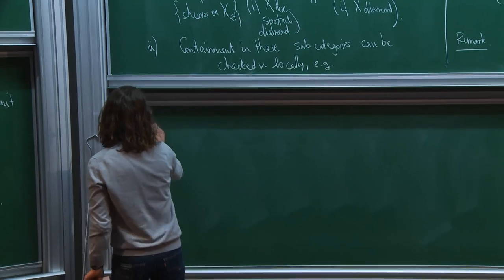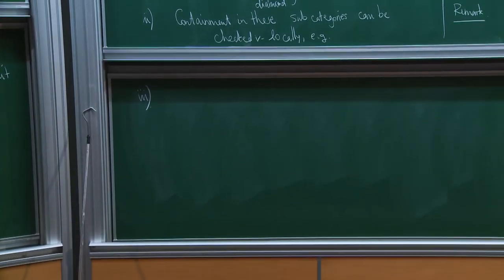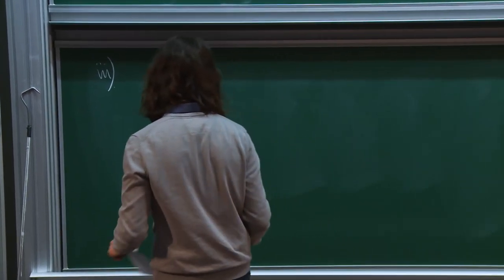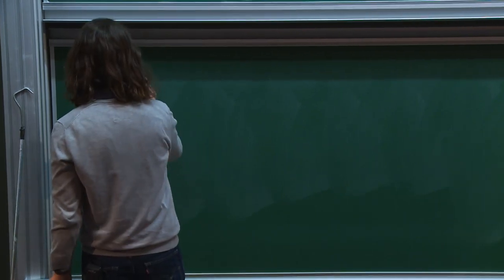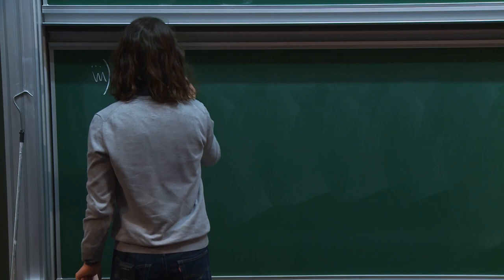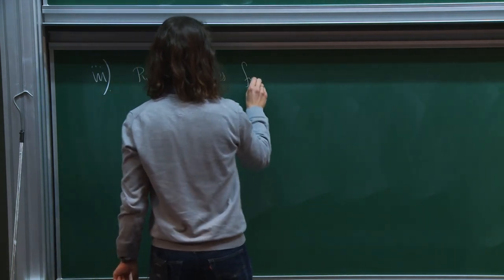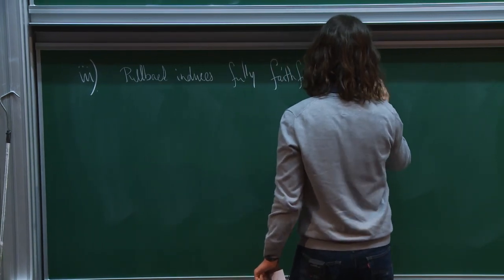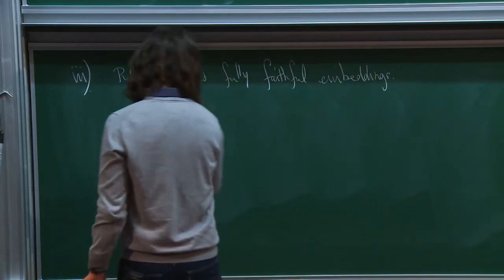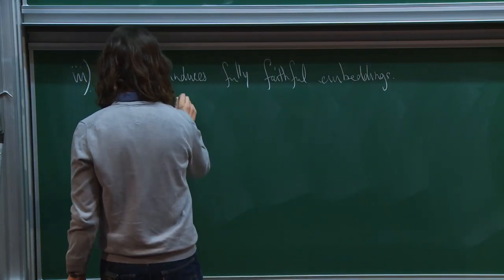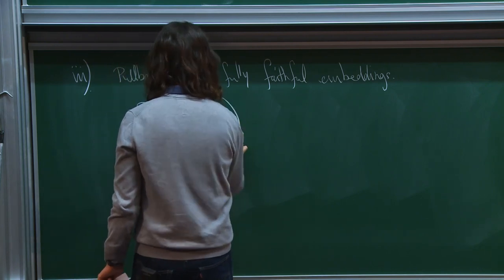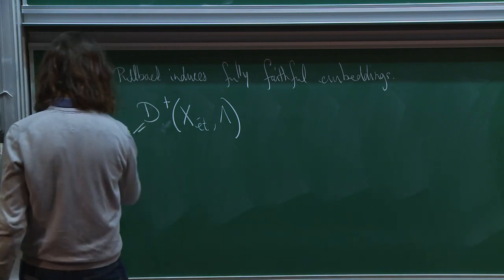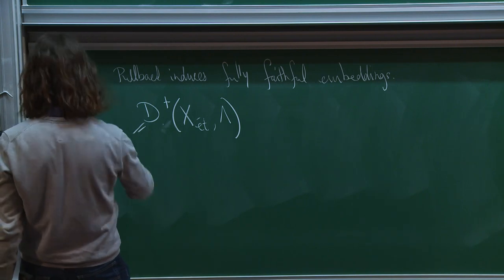I mean, yeah, checking this full faithfulness, of course, because you have this adjunction, is equivalent to saying that some adjunction map is an isomorphism. Okay, and so you also have full inclusions. So pullback again induces fully faithful embeddings from the D plus on the etale side of X. So this is a derived category of lambda modules on the etale side. This is bounded below cohomologically.